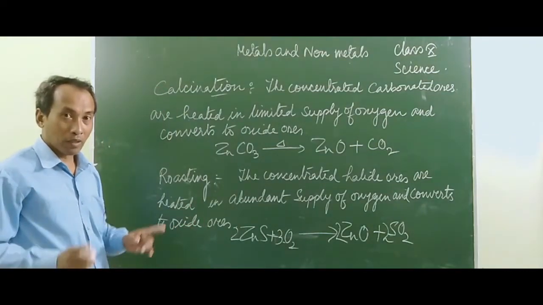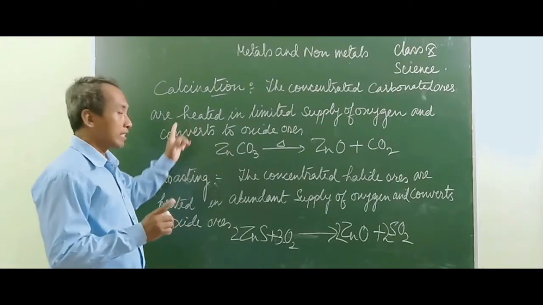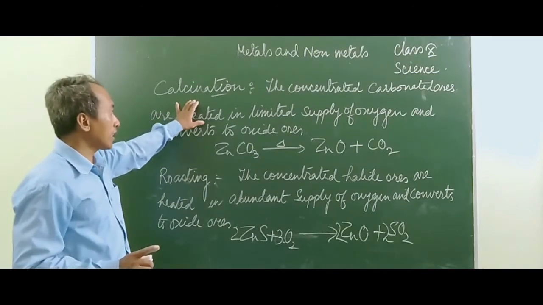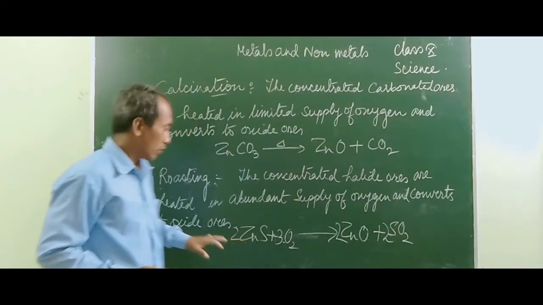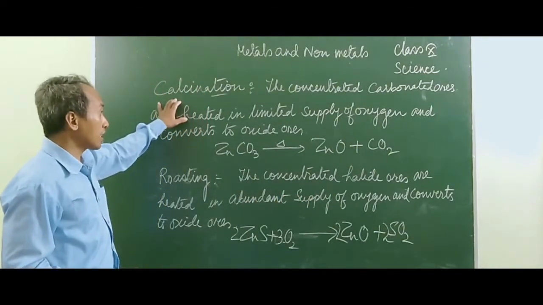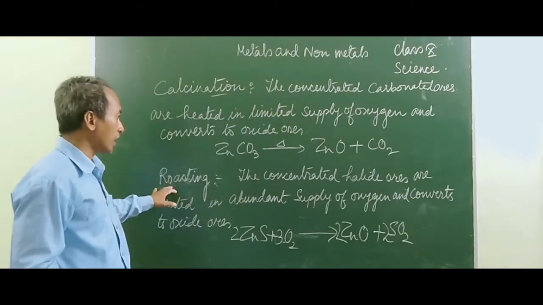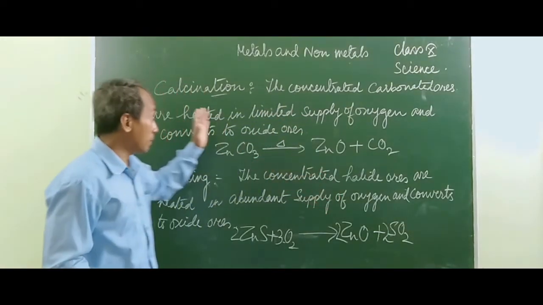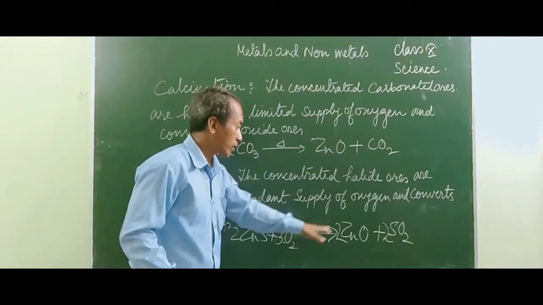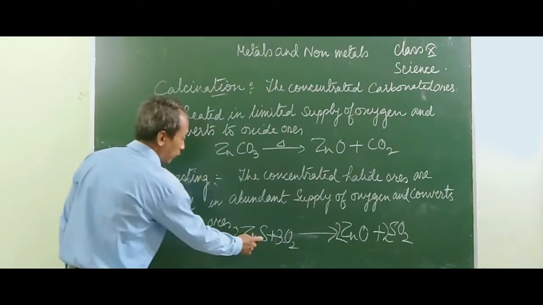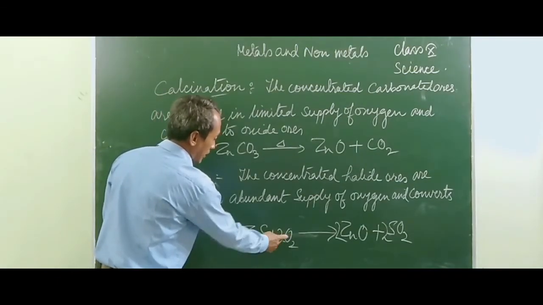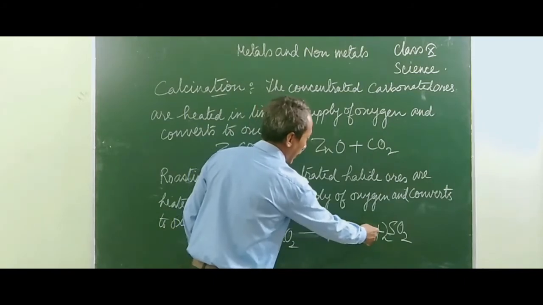A question may come: distinguish between calcination and roasting. We can find many points here. Calcination is with a limited supply of oxygen. Roasting is with an abundant supply of oxygen. Calcination is for carbonate ores and roasting is for halide ores. But remember that the similarity is that both of them get converted to oxide ores. Here zinc sulfide, a sulfide ore, when you supply abundant oxygen, gets converted to zinc oxide and sulfur dioxide.